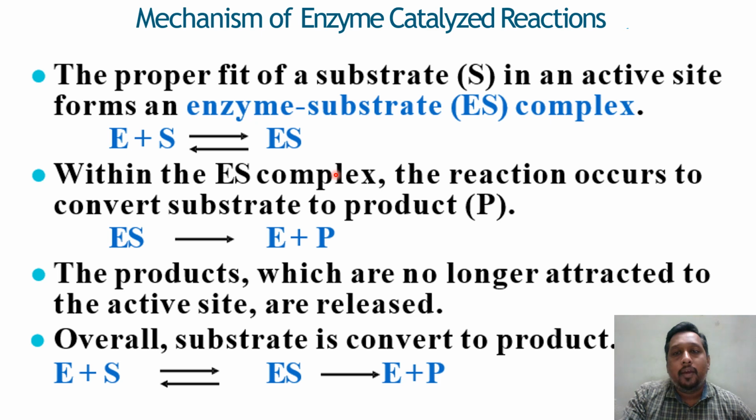Within the ES complex, the reaction occurs to convert the substrate to product. So ES will further give the enzyme back with the product. The products, which are no longer attracted to the active site, are released. Overall, substrate is converted to product. So this is the overall sequence: enzyme and substrate react to form an enzyme substrate complex, which will be in equilibrium with the enzyme and substrate. Eventually, that will convert back to enzyme and deliver the product.